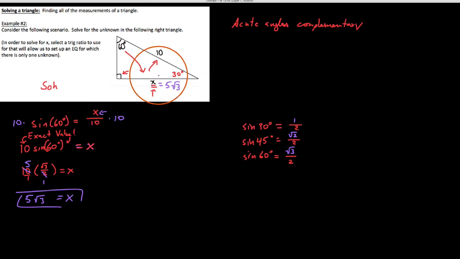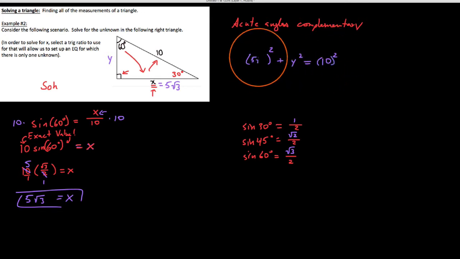So now that I know that this is 5 root 3, I say, well, how could we go and solve for this other length over here? And let's just call this y. Well, I have 2 options. At this point, we could use the Pythagorean theorem that says x squared plus y squared is going to equal our hypotenuse squared, and I could throw in this 5 root 3 here.